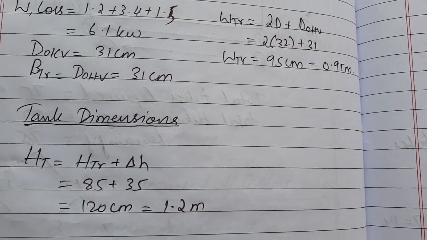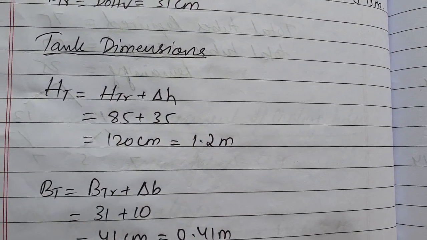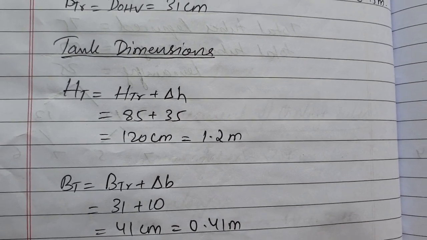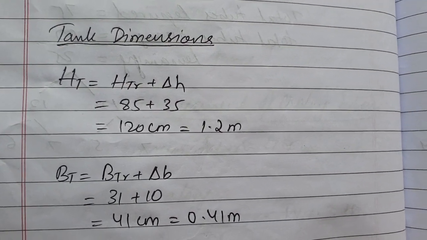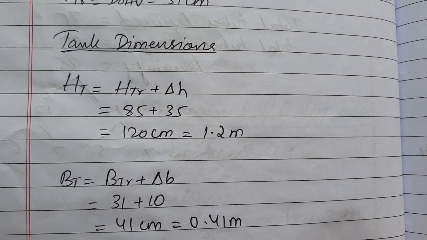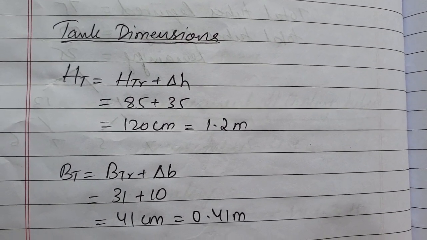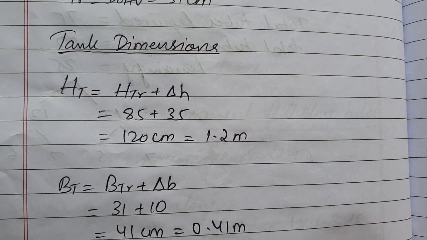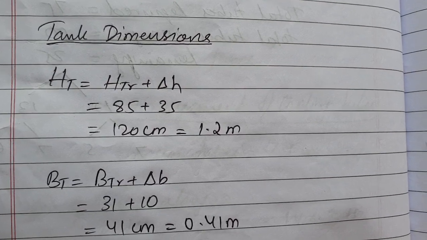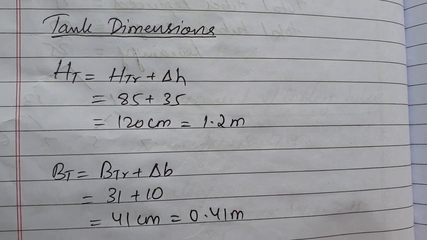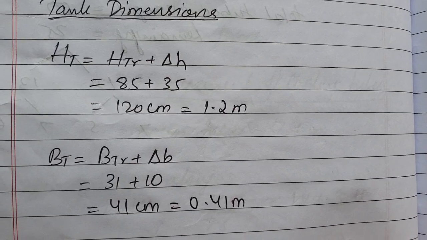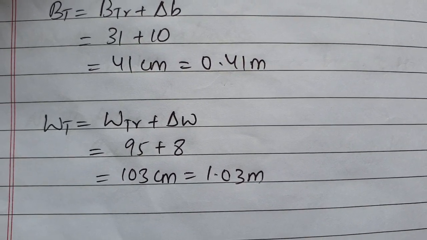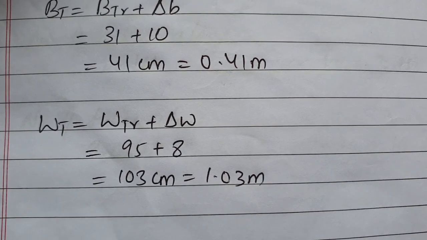As usual, first you have to calculate the tank dimension. So first let us calculate HT is equal to HTR plus delta H. Already here delta H value is given as 35. If it's not given, you have to take the value from the range, that is 30 to 60 centimeter. So the HT is 1.2 meters. Similarly, BT is equal to 0.41 meter and WT is equal to 1.03 meter.